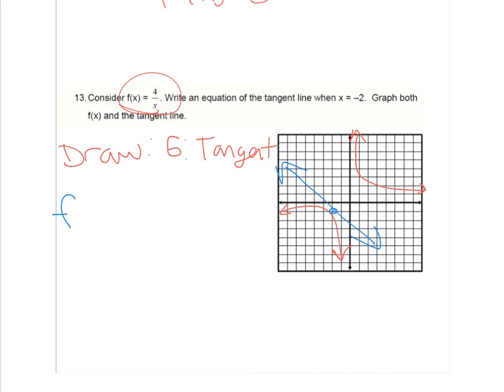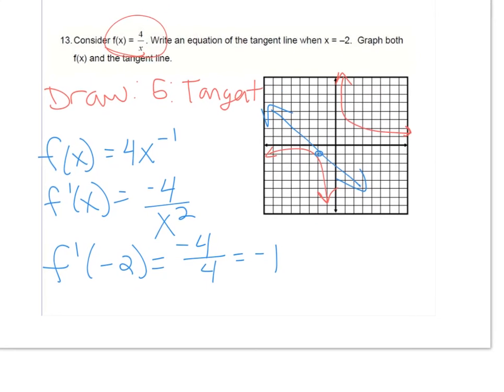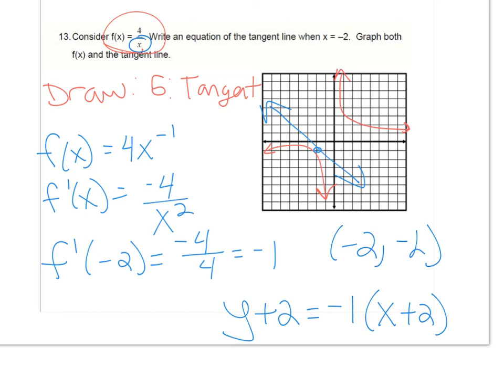I don't have a calculator, obviously, so I'm going to do it by hand. So the derivative is -4 over x squared. Plug in -2. So that's the slope of -1. The point -2 is going to have a y value of, if I plug that in here, also -2. So we get y minus -2 equals m times x minus -2. So you really don't need the calculator. You could definitely use a calculator for your graph, but finding the equation is not bad without a calculator.